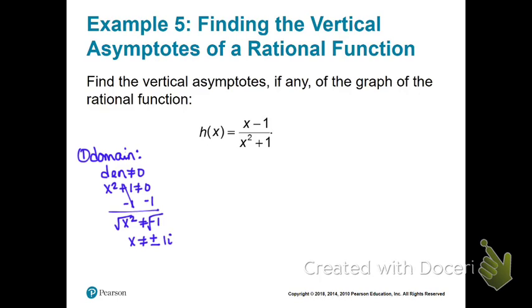Well, what did we say our domain is if our only restriction is i? Yeah, it's all real numbers, right? Because you can't have i on the number line. So it means there are no restrictions. So our domain is negative infinity to infinity. So then the question is, if you don't have any restrictions, are you going to have any holes?